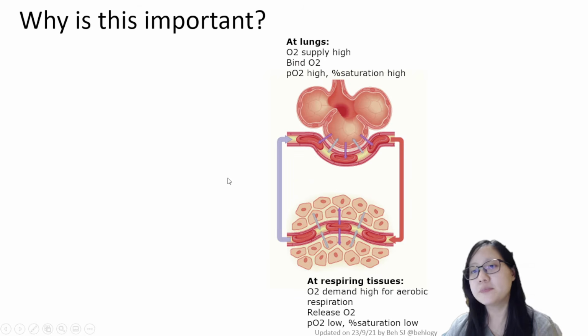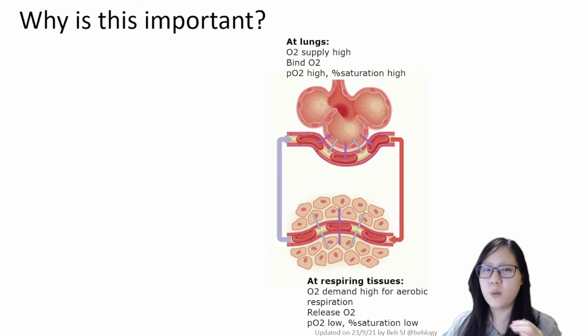Okay, so you might be asking, why is this important? Why is the shape so important? Now, if you haven't noticed yet, we always link partial pressure of oxygen to the different parts of the body. At the respiring tissue, partial pressure of oxygen is low. Therefore, percentage saturation is low. This is because there's a high oxygen demand for aerobic respiration.